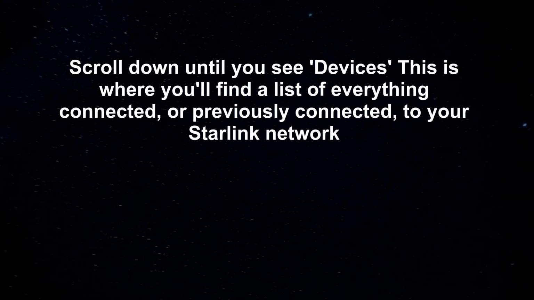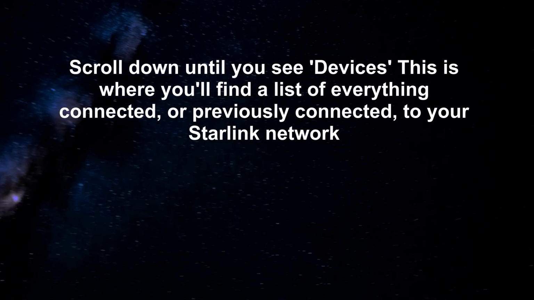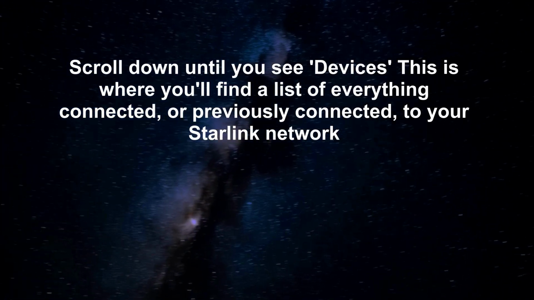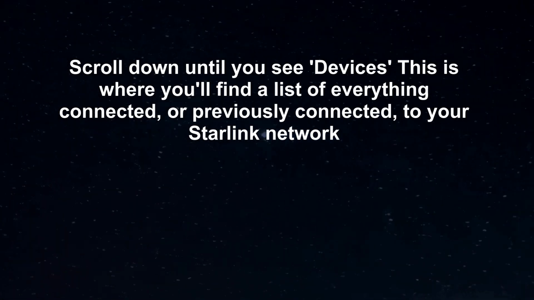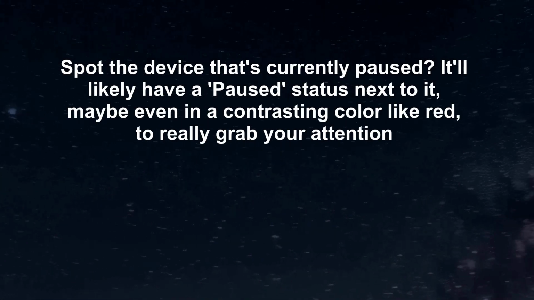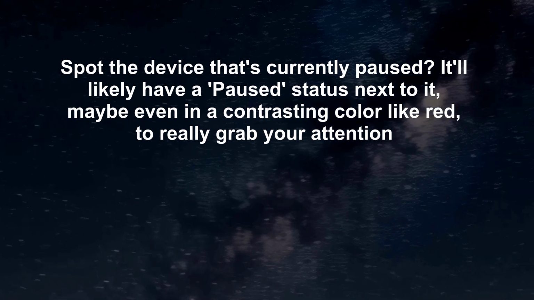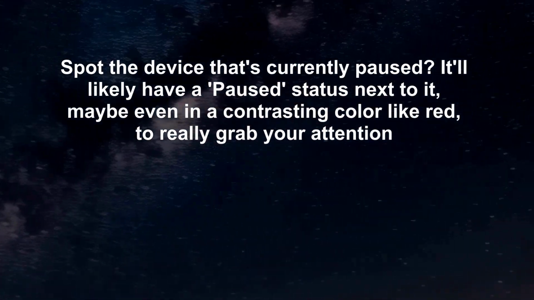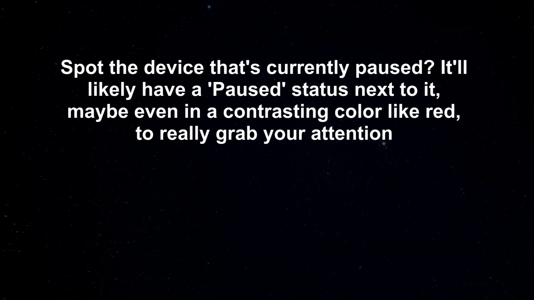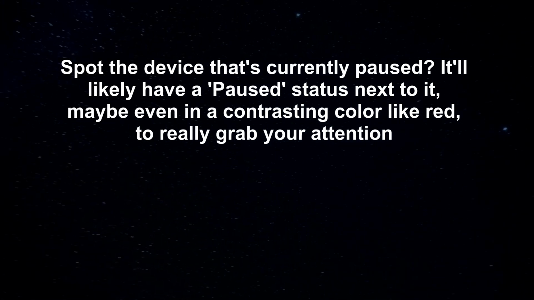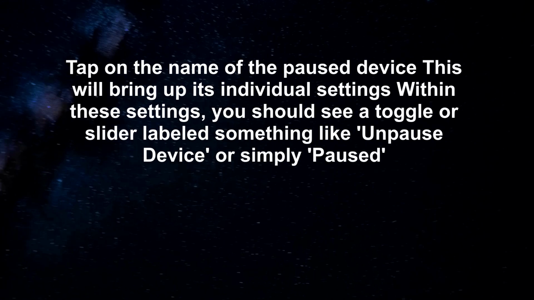Scroll down until you see devices. This is where you'll find a list of everything connected or previously connected to your Starlink network. Spot the device that's currently paused. It'll likely have a pause status next to it, maybe even in a contrasting color like red, to really grab your attention. Tap on the name of the paused device.